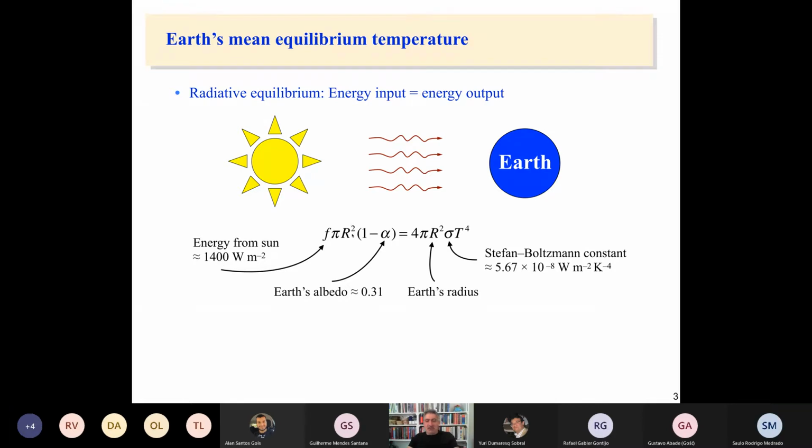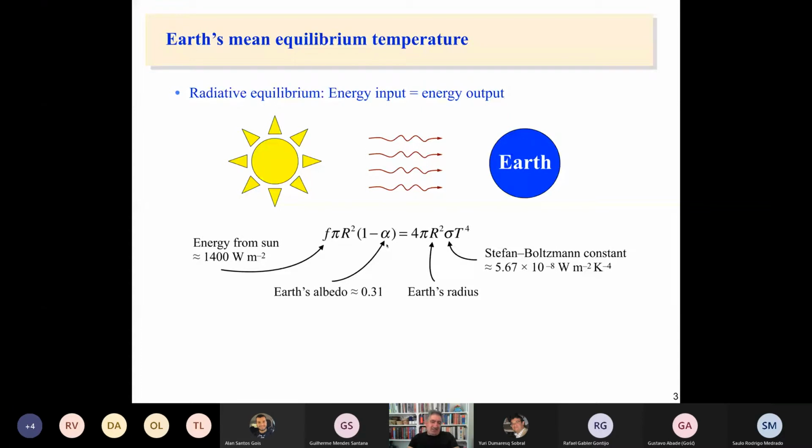This pi r squared is the cross section of the planet. This is what we receive if you're looking at our planet from one side. And then this guy here, this 1 minus alpha, this is something that's very, very important in this talk, and we're going to come back to this guy over and over today.